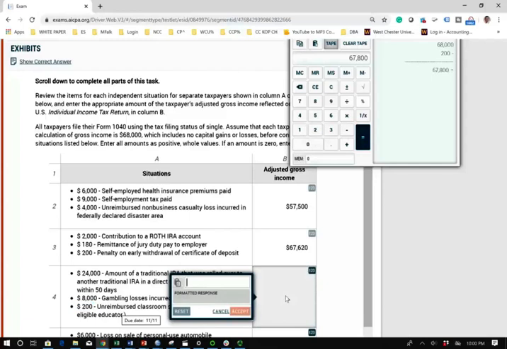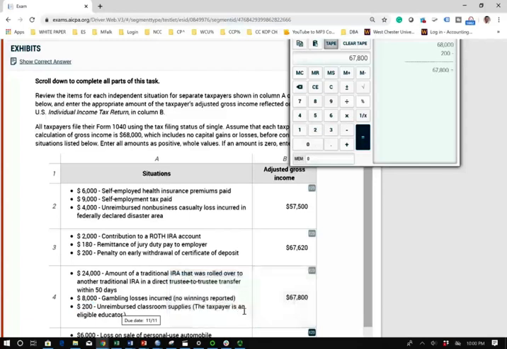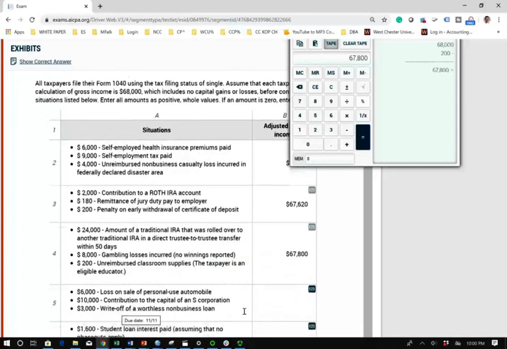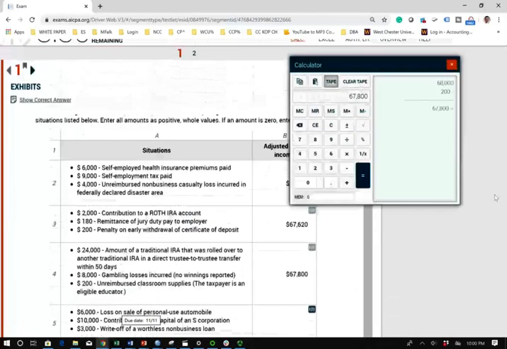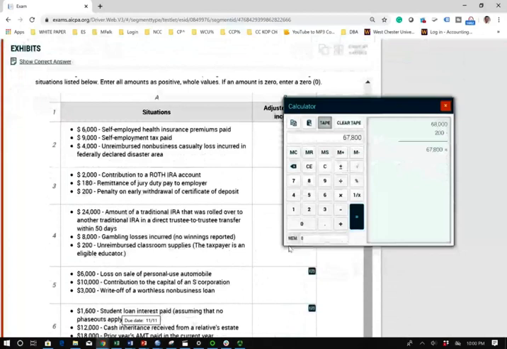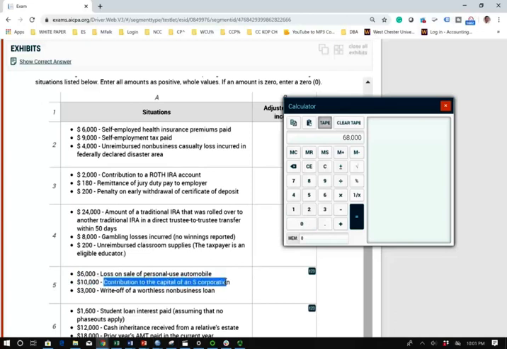Again, with this question, is it possible to ask it in a multiple choice format? Sure, it can. Okay, let's look at number five. Let's bring down the calculator a little bit. So we are starting with $68,000 in gross income. $6,000 loss on a sale of a personal automobile. There's nothing we can do with this. $10,000 contribution to the capital of an S corporation. It has nothing to do with adjusted gross income.